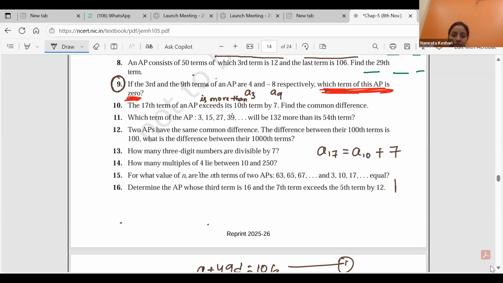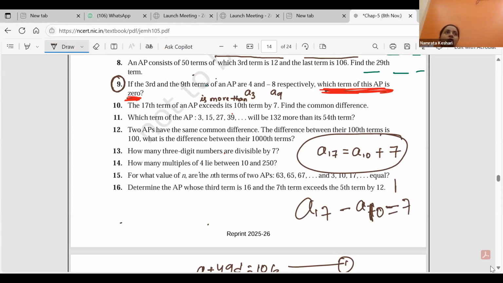Making sense? Yes, ma'am. The 17th term is more than the 10th term by 7. You can write it this way, that the difference between the 17th term and the 10th term is 7. The way I can say my age is more than your age by 15 years: my age minus your age is 15, or my age equals your age plus 15. Yes or no? Yes, ma'am.